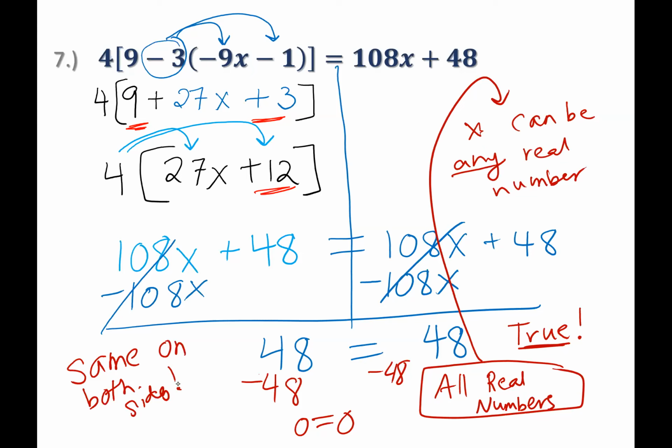Now, if it was 48 equals 47, then we'd have the opposite situation where you would say there's no solution. Okay, so again, back to where we had started this lesson, true versus false. When the variable cancels out, take a look at the numbers that are left and ask yourself, are they equal or not? If they are, your answer is all real numbers. If they're not equal, then your answer would have been no solution. But for this problem, the answer is all real numbers, which means x can be any real number.